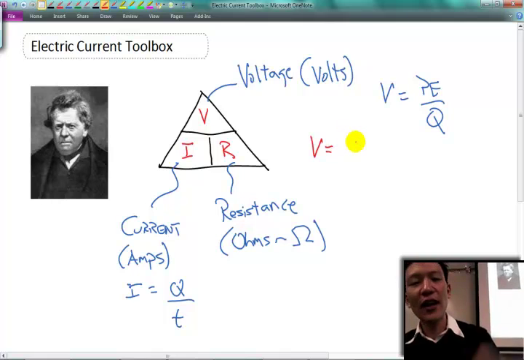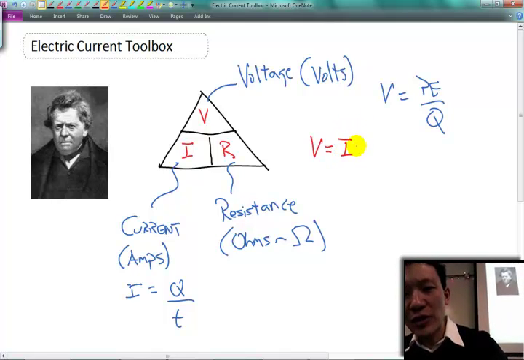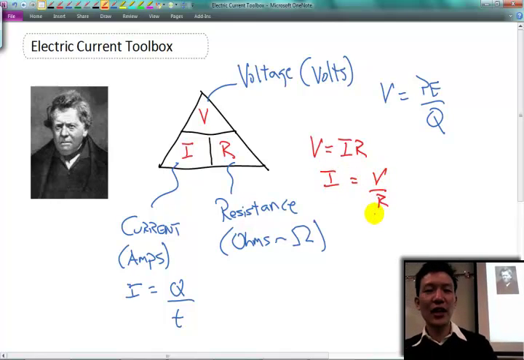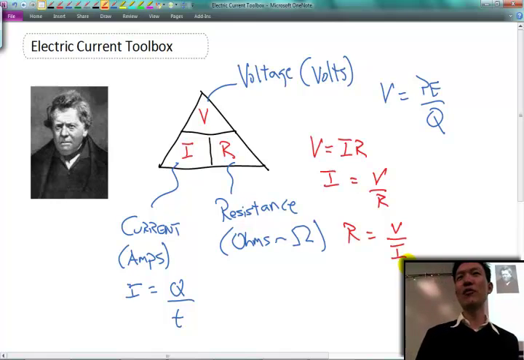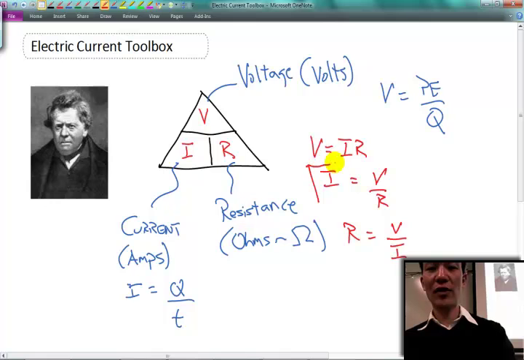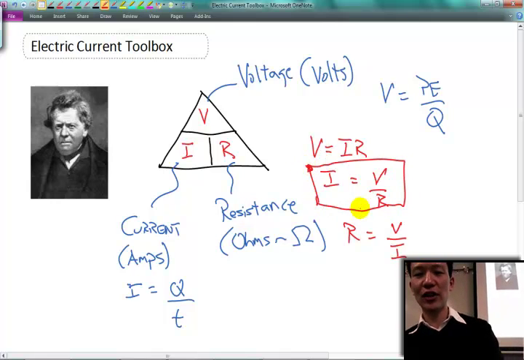How about I? What would I be equal to? If I cover up the I, it is equal to V divided by R. And then if I cover up R, what is R equal to? V divided by I. These are the 3 forms for Ohm's law. Probably out of the 3, put a box around number 2, the second version. This one probably is the one that makes the most sense intuitively.